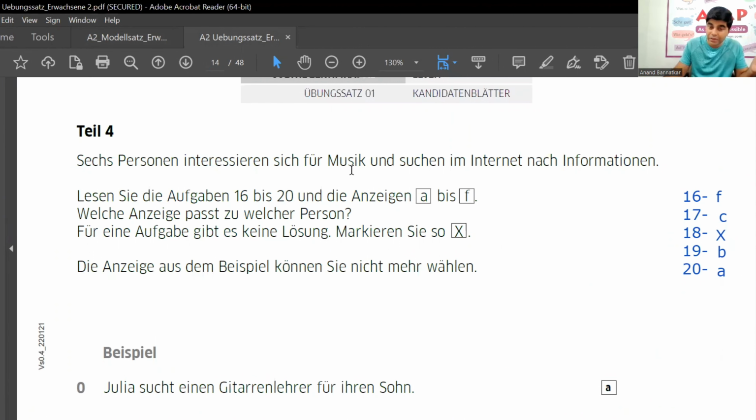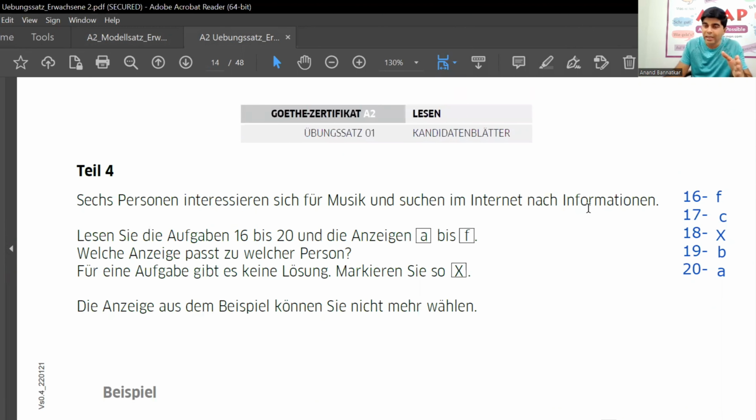Now see that in the previous question paper it was all about food. And here, six people are interested in music and are searching the internet for information.